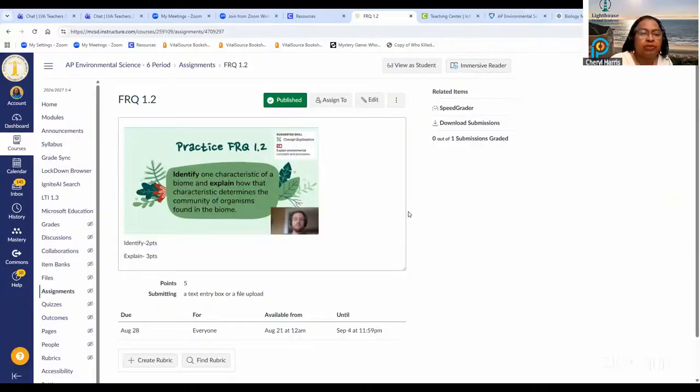So identify one characteristic of a biome. There were 7 biomes, tundra, desert, those are the biomes. On the web page, you had a list, and you had a map that I asked you to download a picture of. So if you haven't done that, you should. And pick one. Then you want to talk about what the characteristics of that biome are, and then explain how the characteristics determine the community of organisms found there. That means what about those characteristics determines what plants and animals are active in that particular biome.